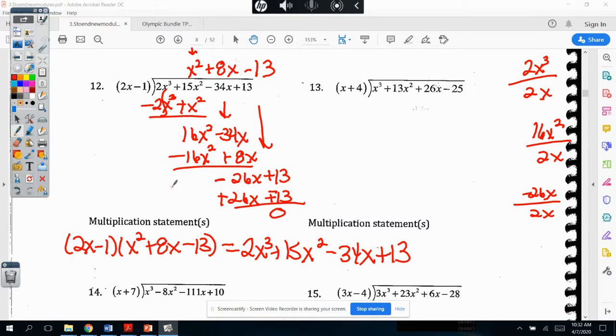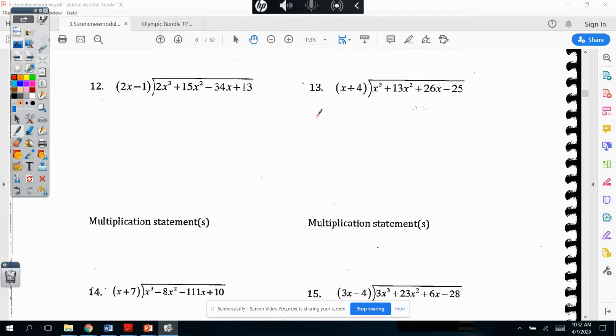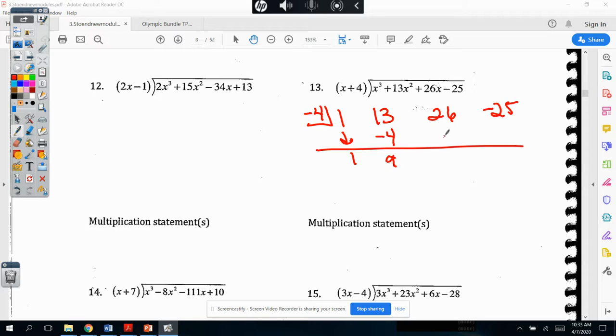Okay, 13 should make you happy because you can do synthetic. You'll put the opposite of the constant in the box and the coefficients. So I have x cubed, x squared, x, and a number. Skip a line, draw a line, and have a party. You multiply, you add, you multiply, you add, you multiply, and you add. We do get a remainder here, so it is not a factor.